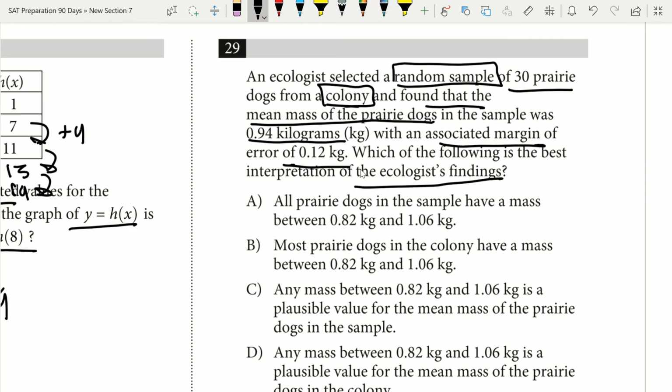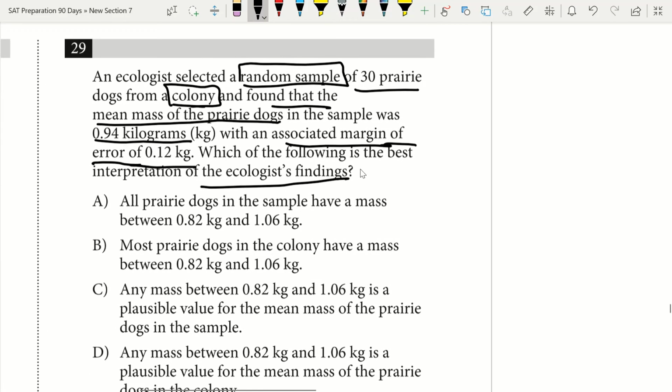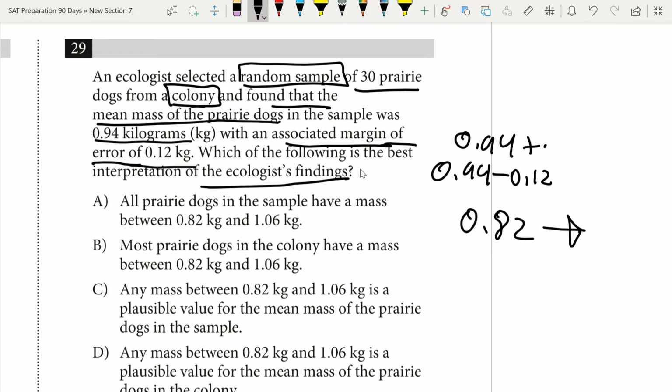All right, as far as margin of error goes, anytime I see a margin of error question dealing with a mean, immediately what I'm thinking for my answer, right, is going to be something talking about how my possible values for my mean of that colony then is going to be somewhere from 0.94 minus 0.12, right, which is going to give me 0.82, all the way to 0.94 plus 0.12, because margin of error works both ways. So I have to add it to the mean and subtract it from the mean to get possible answers for what my mean could be, right? So 0.94 plus 0.12 is going to give me 1.06. Okay, so I'm looking at any answer between those.